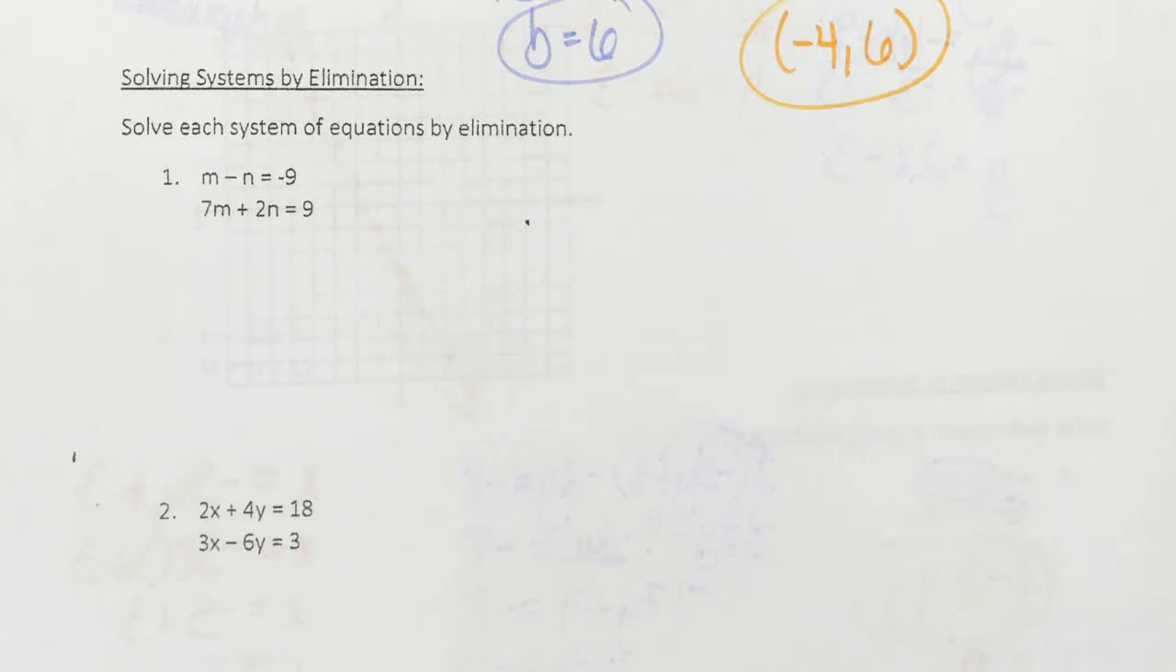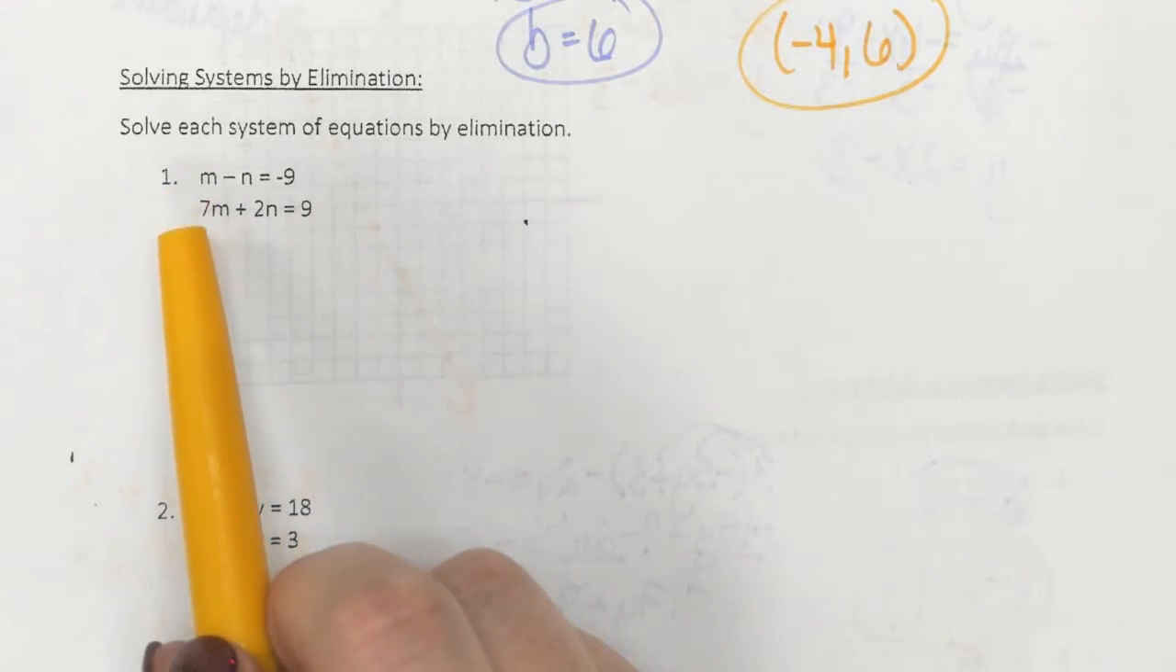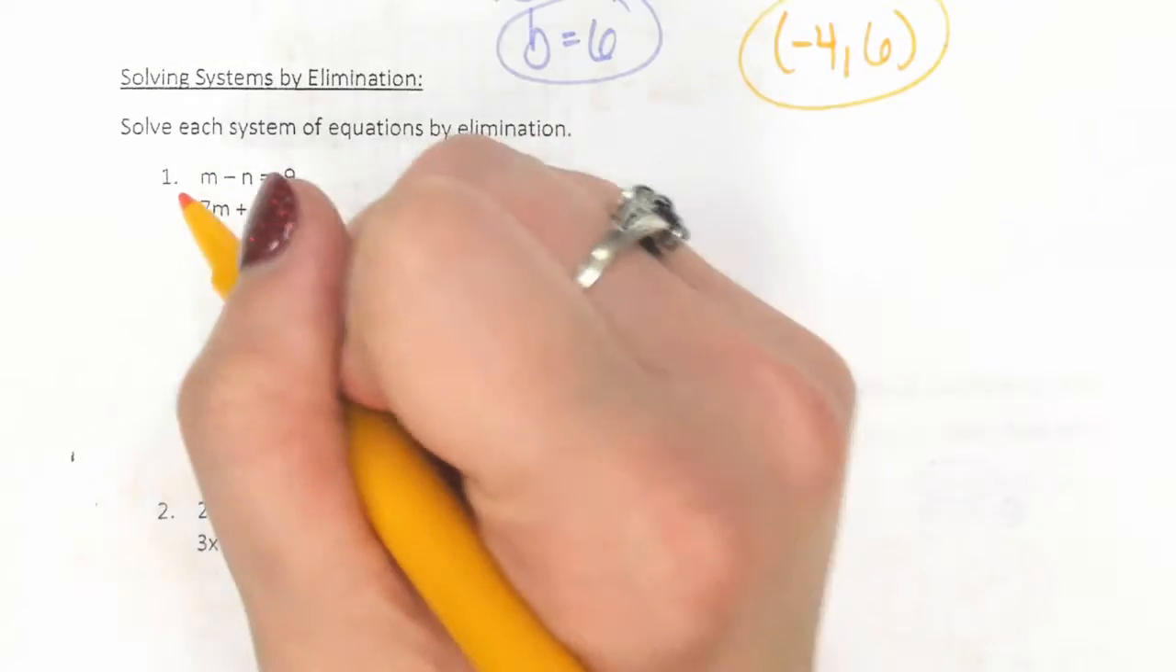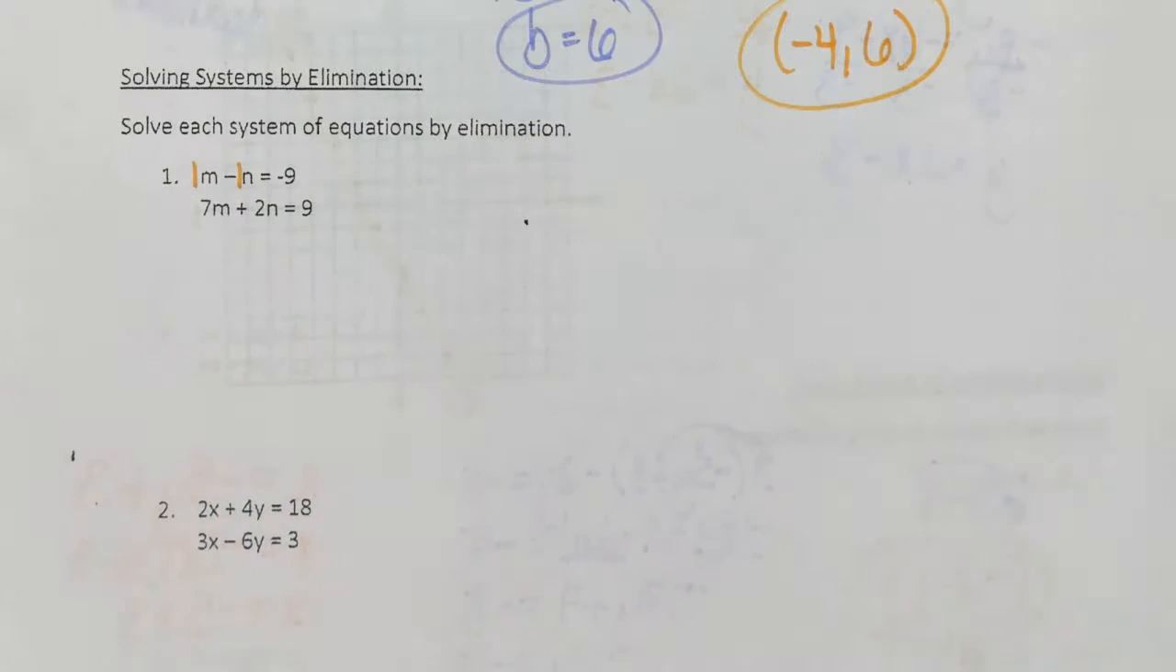Alright, so do we have the same number with the same variable? No. We've got 1 and -1 and 7 and 2, right? But that's okay, because we can make it. You can do anything that you want to as long as you do it to everything, consistently between everything. Do both variables have to be the same? Just one variable. So do you want to work with the m's or the n's? The 7 and the 1?